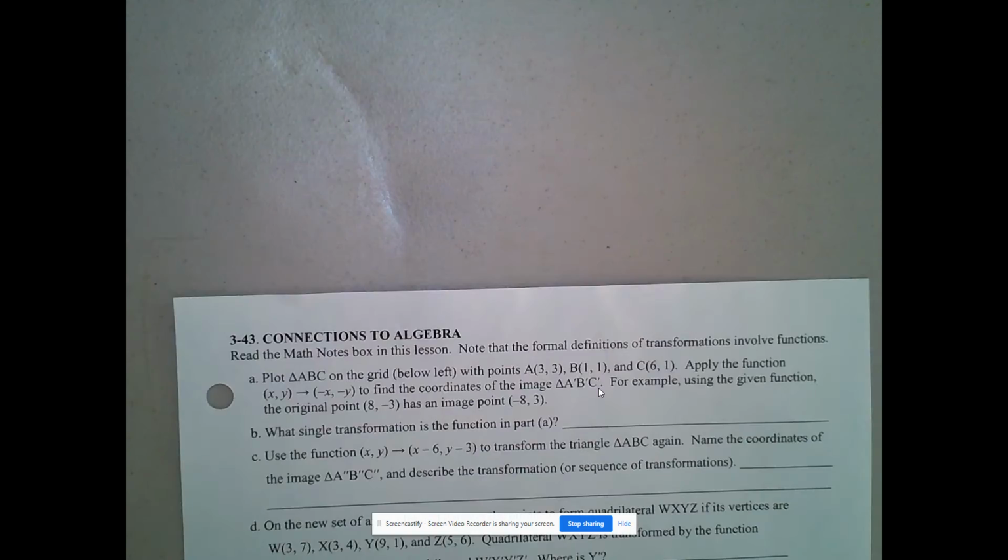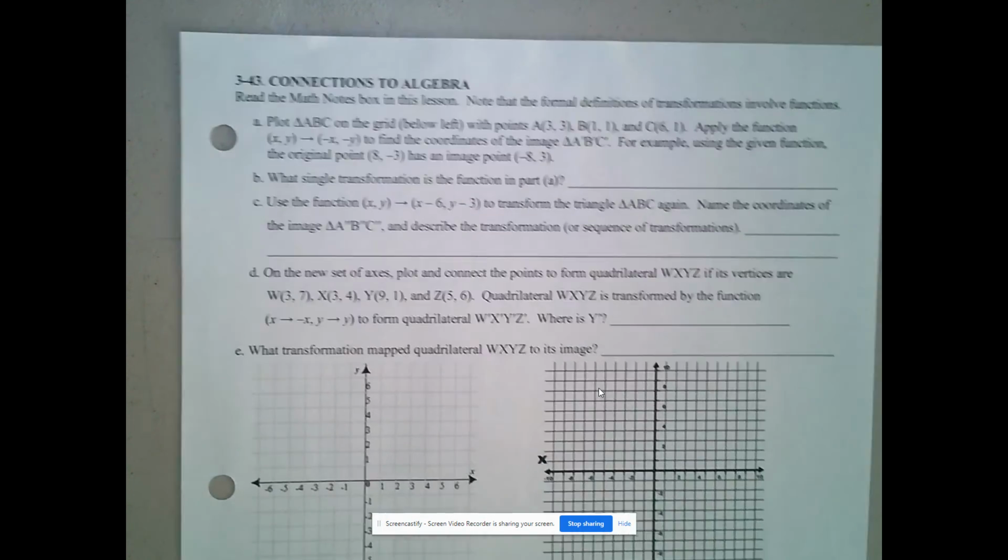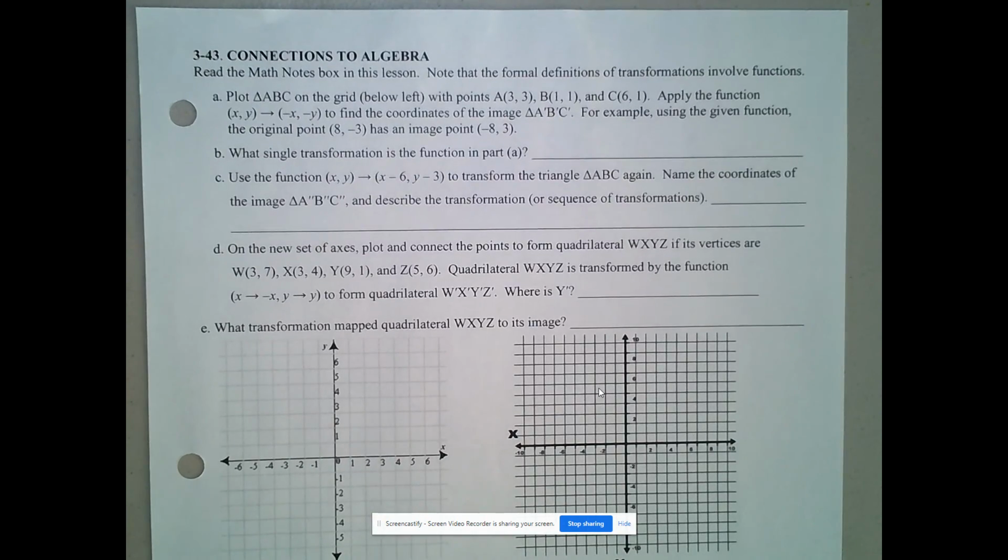All right, so we've got the last page, connections to algebra. Read the math notes box in this lesson. So there's a section of math notes that we have available, and you can check those as well. Note that the formal definitions of transformations involve functions. Plot triangle ABC on the grid below left with points 3, 3, 1, 1, and 6, 1. Apply the function (x, y) becomes (-x, -y) to find the coordinates of the image. For example, using the given function, the original point, 8, -3, would become -8, 3.